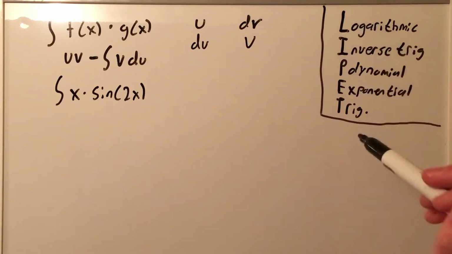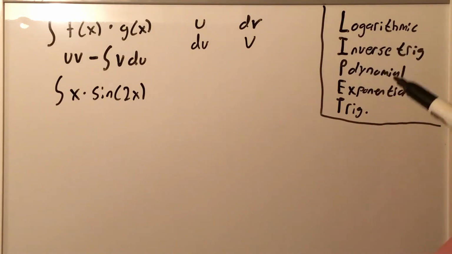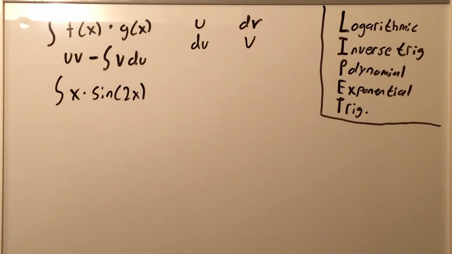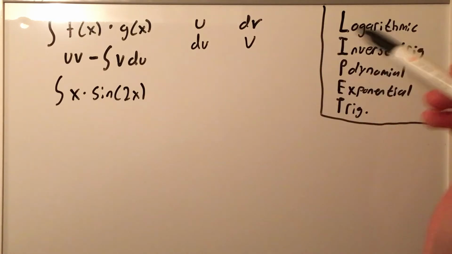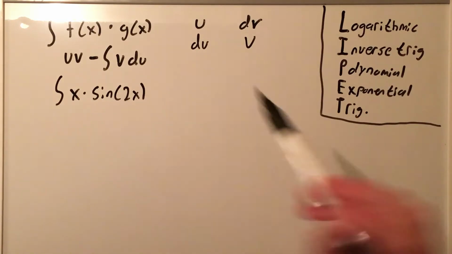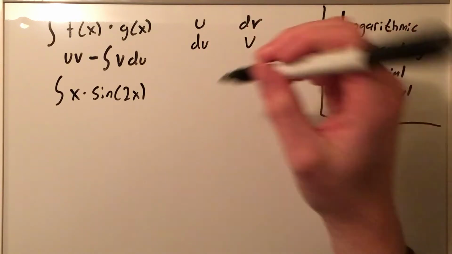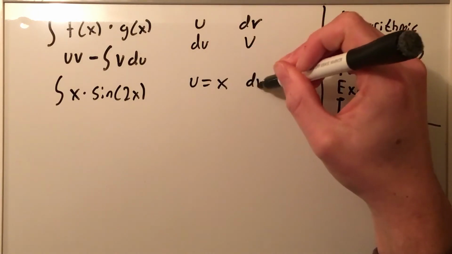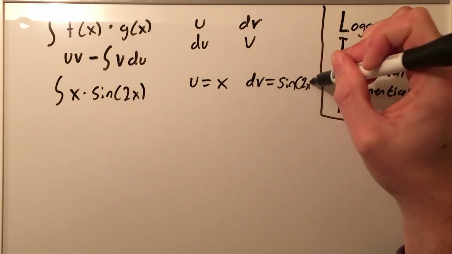It's an acronym called LIPIT. The L stands for logarithmic functions, I for inverse trig, P for polynomial, E for exponential, and T for trig functions. Whichever function comes first on this list is going to be the u, and whichever comes later is going to be the dv. In this case, x is a polynomial function and sine of 2x is a trigonometric function. Polynomial comes first, so we make u equal to x, and dv equal to the sine of 2x.